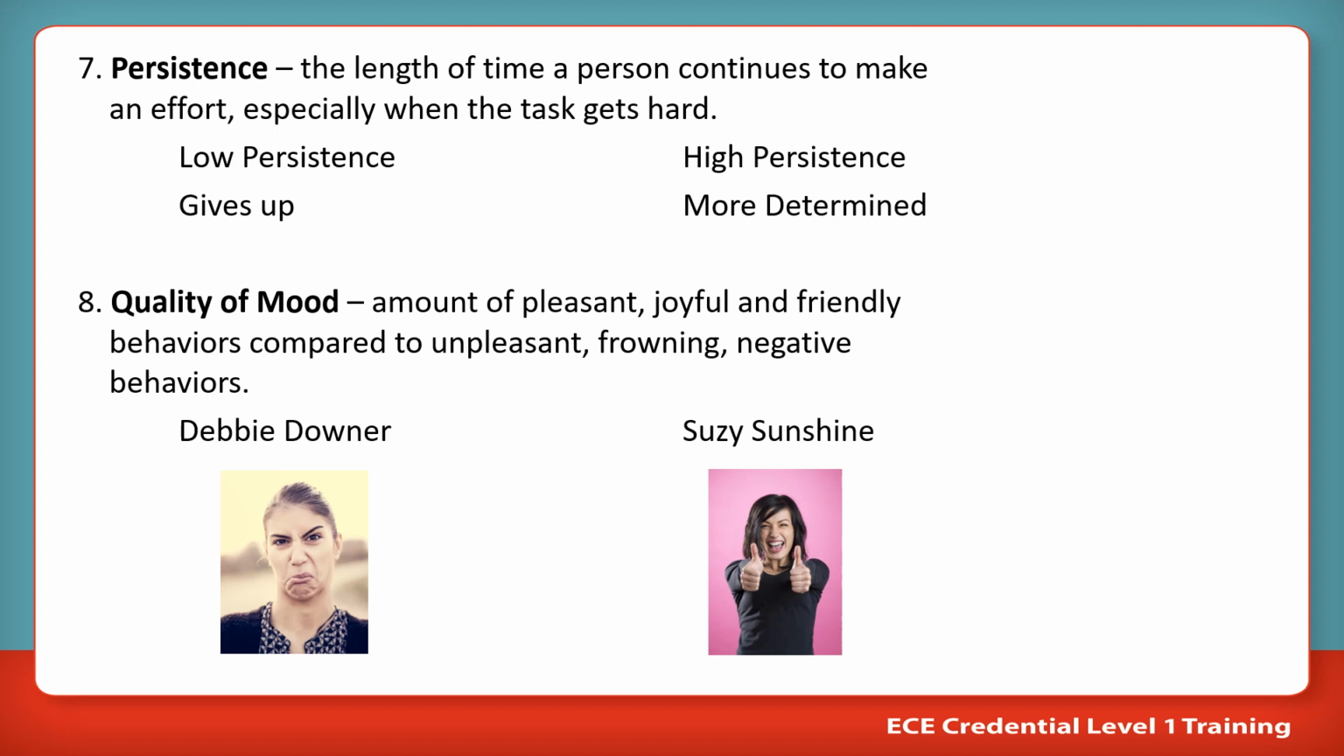The eighth thing that we have here for temperament is the quality of mood, the amount of pleasant, joyful, and friendly behaviors compared to unpleasant, frowning, and negative behaviors. Pictured here are Debbie Downer and Susie Sunshine, which are people who vary in their quality of mood, which is a temperament.